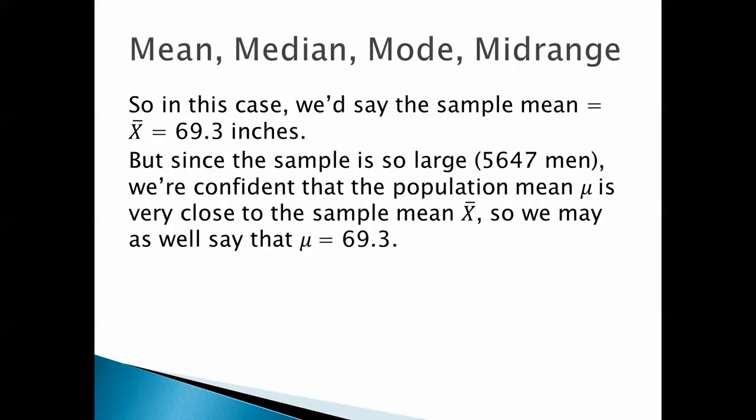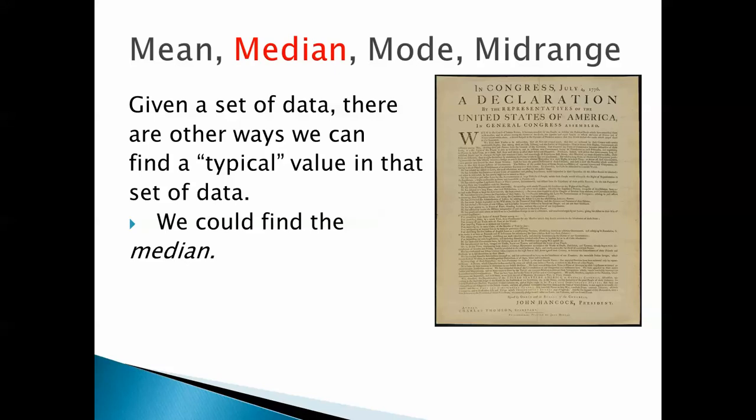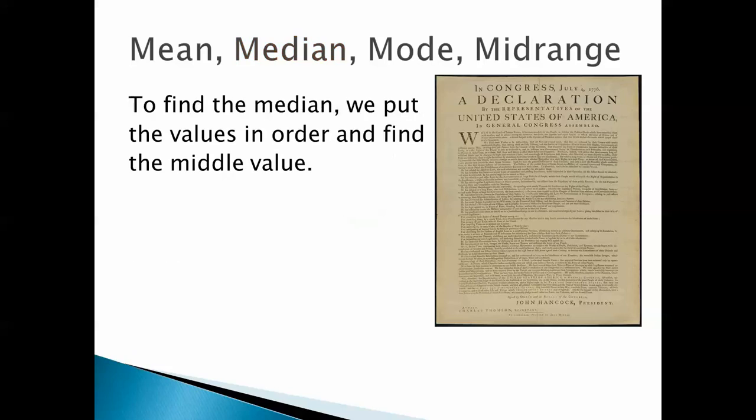Given a set of data, there are other ways we can find a typical value in that set of data. We saw the mean. Now, let's talk about the median. We could find the median. To find the median, we put the values in order and find the middle value. The median is the middle value.